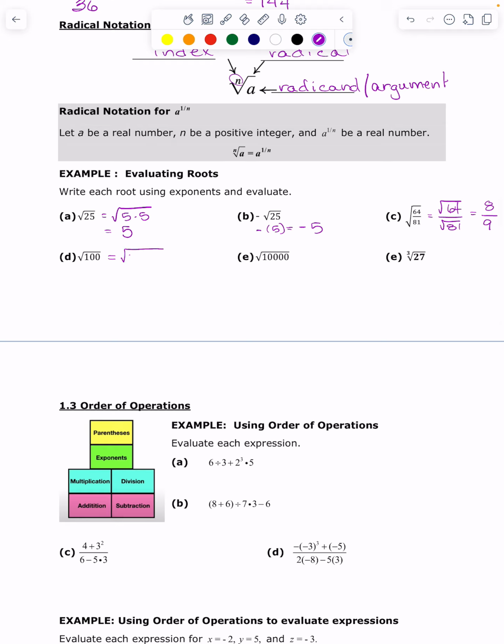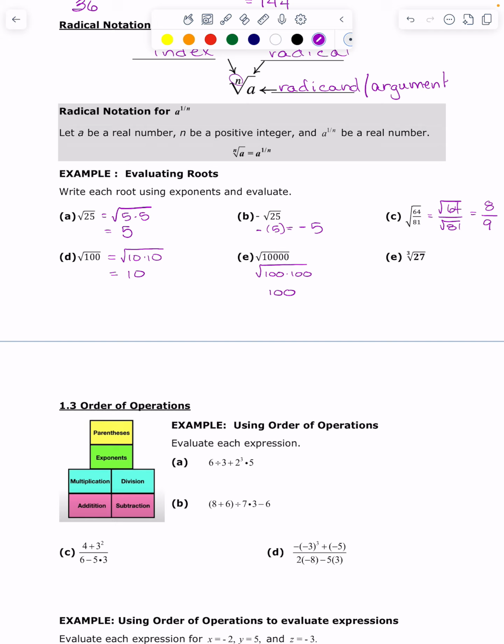Because we work in a base 10 system, we know how many tens we're multiplying by how many zeros there are in the number. Square root of 100 is the square root of 10 times 10, which is just 10. Square root of 10,000, let's see, 2 zeros here, 2 zeros here. Square root of 10,000 is 100.